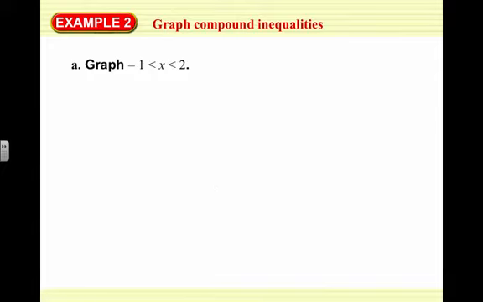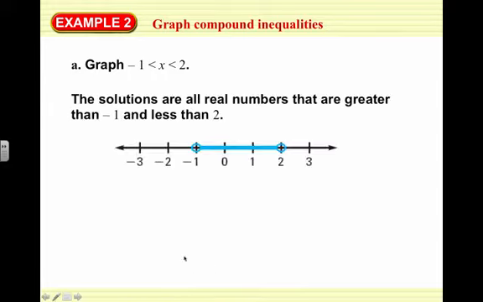All right, let's look at a compound inequality. We're going to graph -1 < x < 2. That means x is bigger than -1 and less than 2. So -1 is less than x, and x is less than 2. Since this is a strictly less than, we're going to use an open circle at -1. Since this is a strictly less than, we're going to use an open circle at 2, and then we color in everything in between.